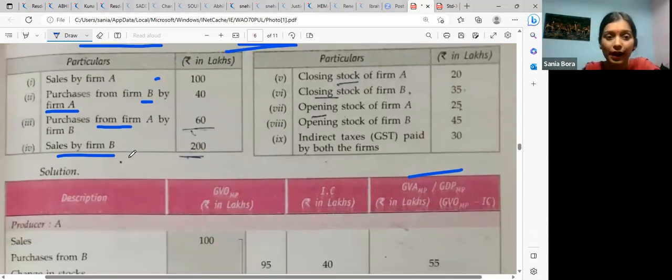It's written sales by, right? So sales by firm A, firm A is doing the sales, it's 100 and it's like this. Okay?